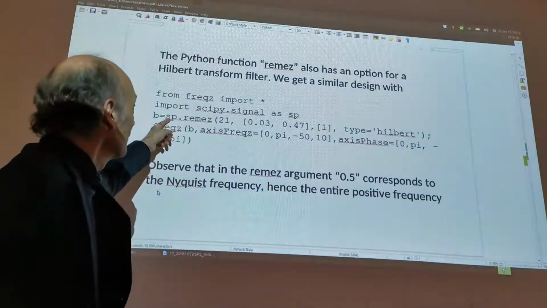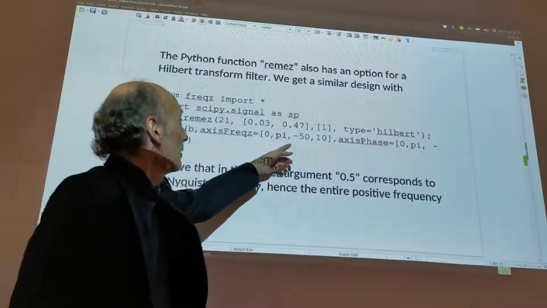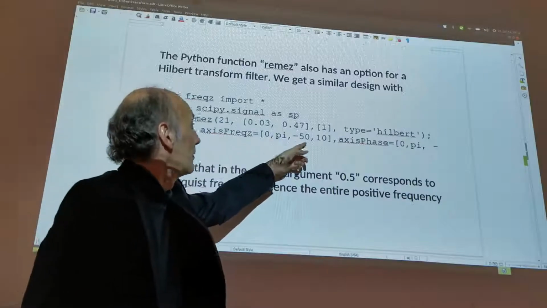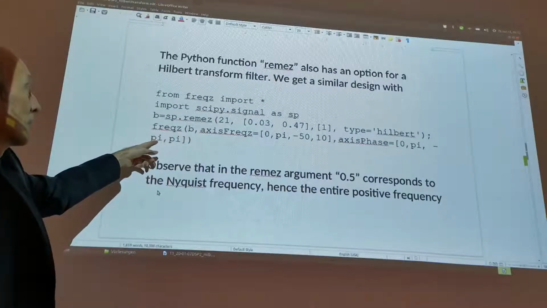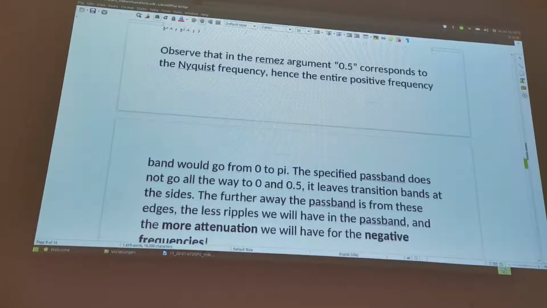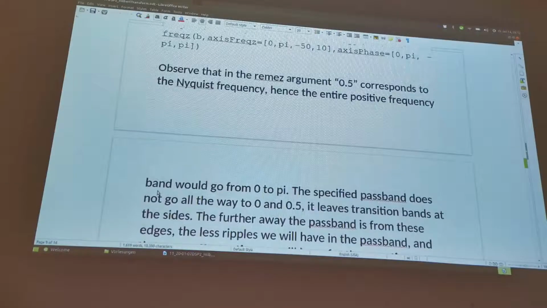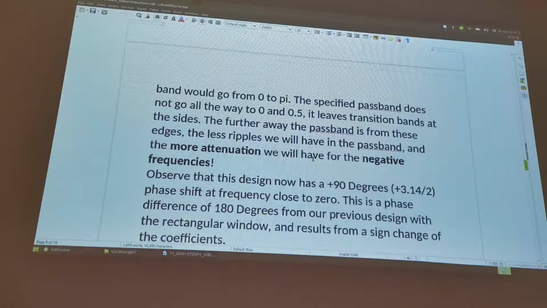So this is then our filter, and then we can analyze it using freqz. Here I'm giving limits to the axes, on the frequency axis and on the phase axis. And that's basically what I just said: 0.5 corresponds to the Nyquist frequency here for remez. So the specified pass band doesn't go all the way to 0.5, because we need transition bands to the sides.